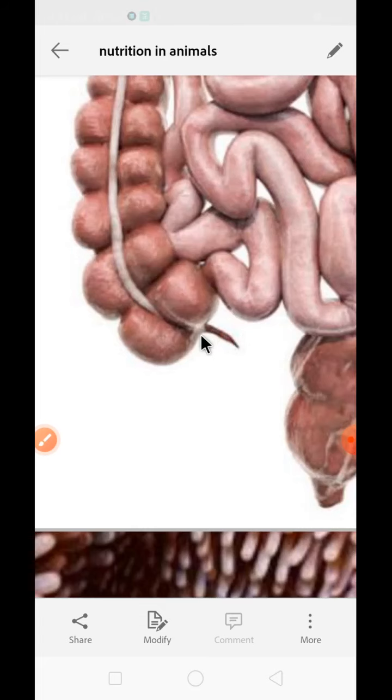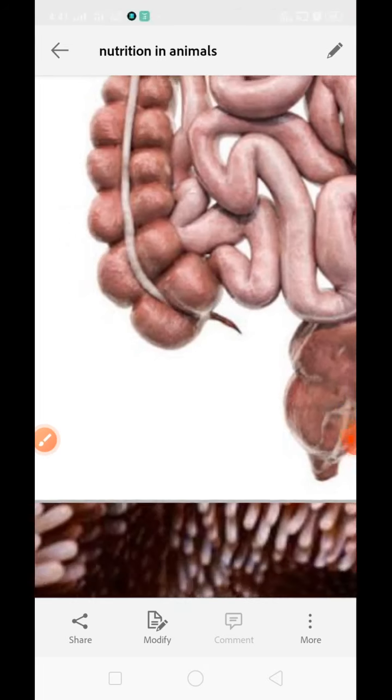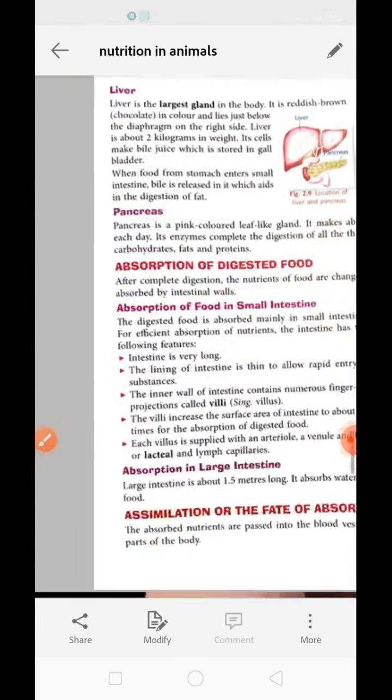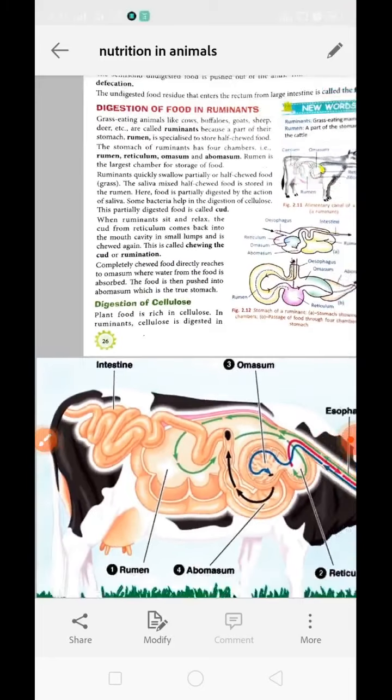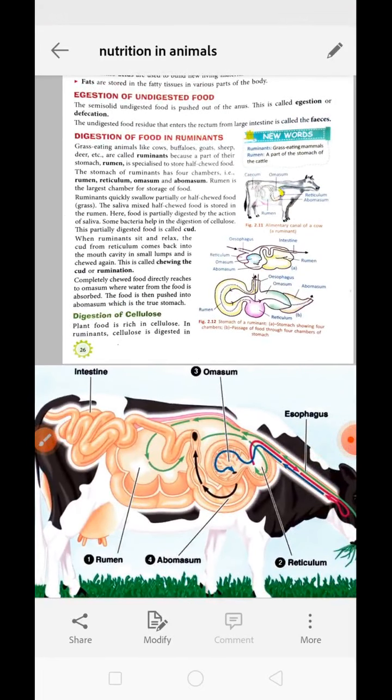These are non-functional in humans and other carnivores. Herbivores means animals which eat plants. However, in herbivores they help in the digestion of cellulose. We will study more about herbivores in our next video. Until then, have a nice day everyone.